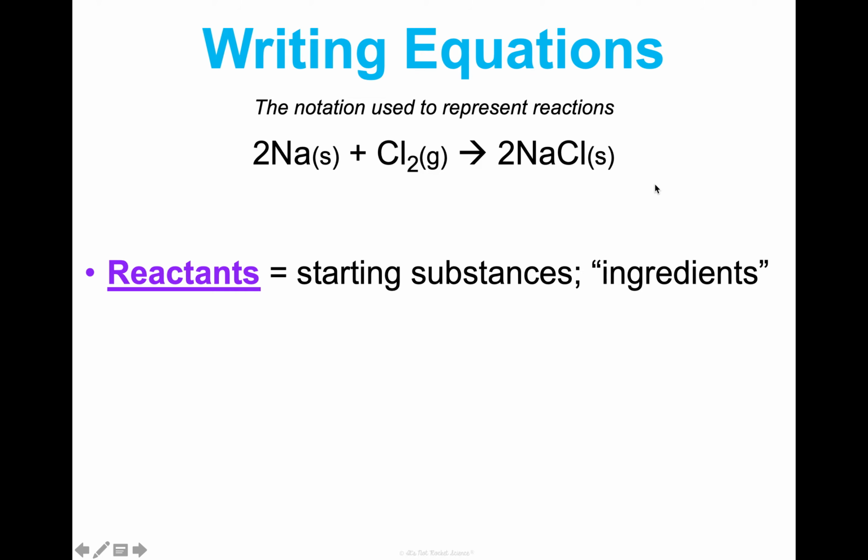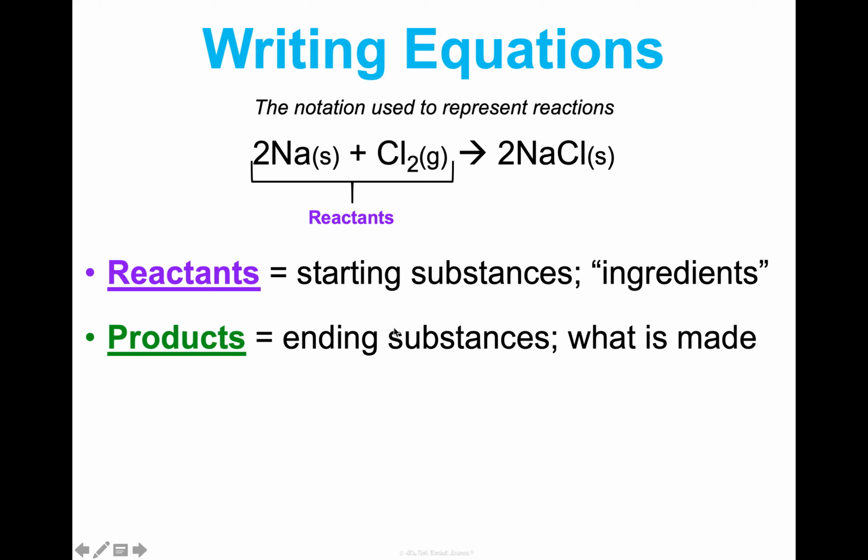Okay, so first, your reactants are your starting substances. Those are your ingredients. So think about this like if you were going to make chocolate chip cookies from scratch, your reactants, your ingredients would be butter, sugar, chocolate chips, probably some flour, maybe an egg. Those are the kinds of things that you'd be mixing together in your ingredients. We typically see them to the left of our arrow here.